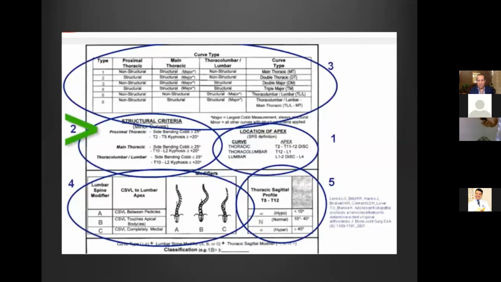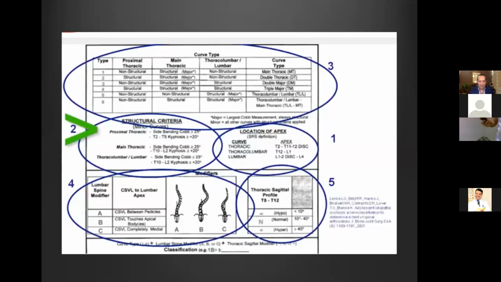Type 3, which is the double major, with the main thoracic and the thoracolumbar/lumbar, we fuse both and we leave the proximal thoracic. In the 4th type, we have triple. So the proximal thoracic, main thoracic, and thoracolumbar/lumbar are all structural, so we fuse all of them.